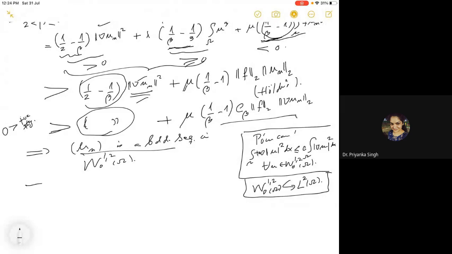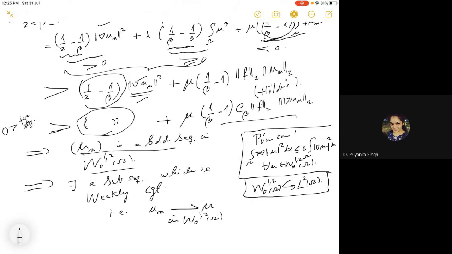And a property of reflexive Banach spaces says that if you have a bounded sequence, it will always have a weakly convergent subsequence, that is, convergence in the weak topology. That is, u_n weakly goes to u in W_0^{1,2}. So the topology on this is now weak. It's not the norm topology. With respect to the weak topology, the norm fails to be a continuous function. It becomes a weakly lower semi-continuous function.